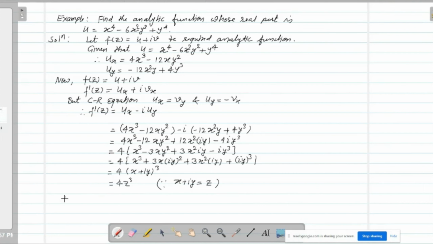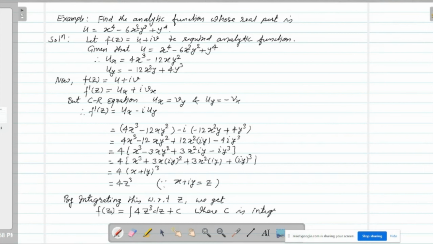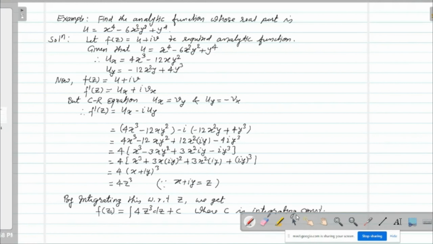So therefore, by integrating this with respect to z, we get f(z) equal to the integration of 4z^3 dz plus c, where c is the integrating constant. So now just integrate this.